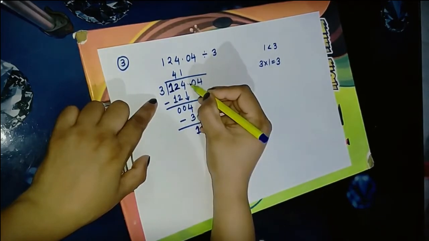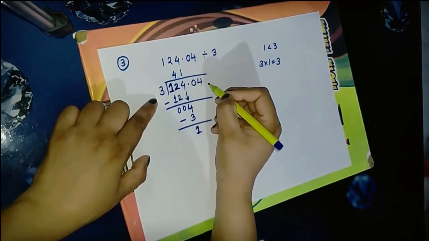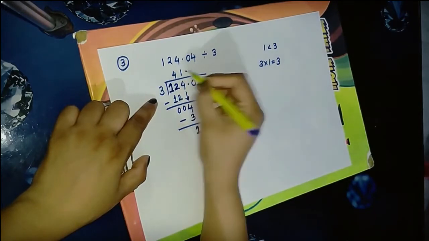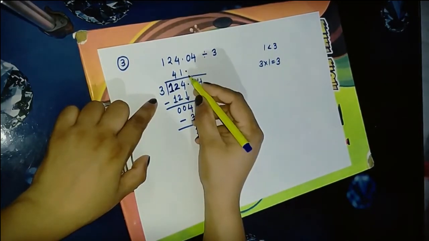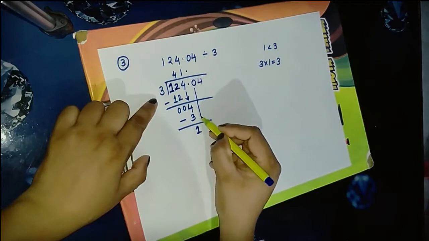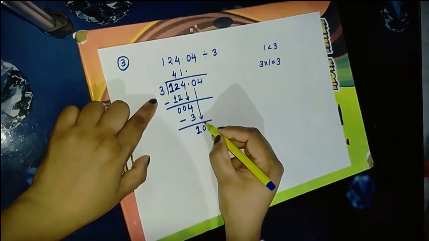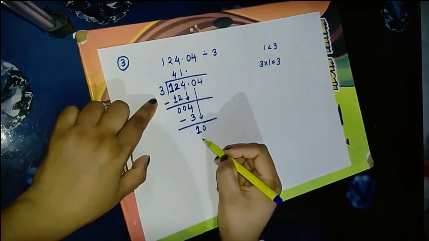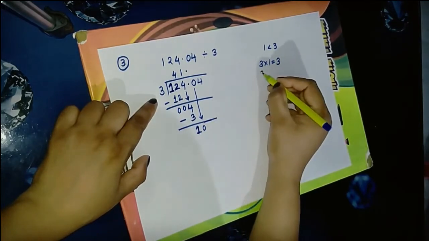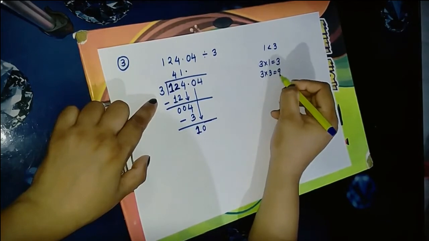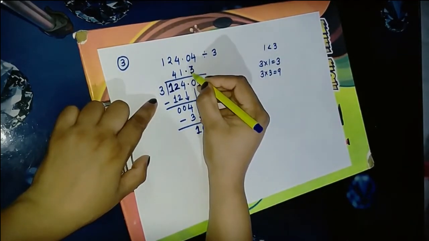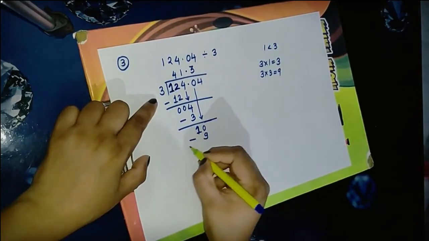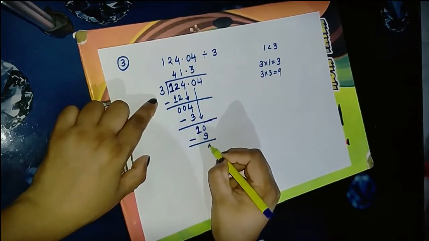The next we observe decimal point in dividend. So we will copy this decimal point according to its position. Now the next copied number here is 0. Now the number is 10. Now in table of 3, the number less than 10 is 3 times 3 is 9. So here I am writing 3. Here it is 9. 10 minus 9 is 1.